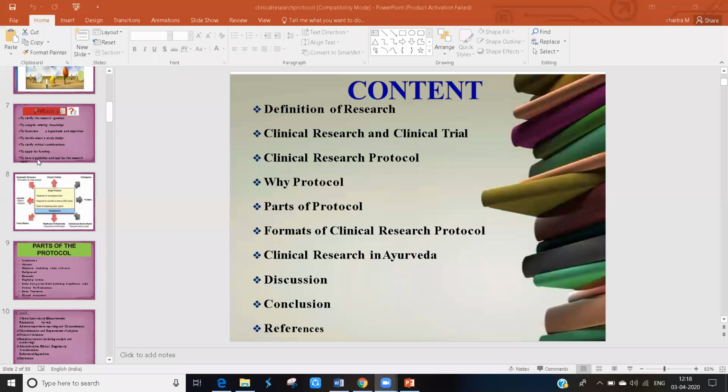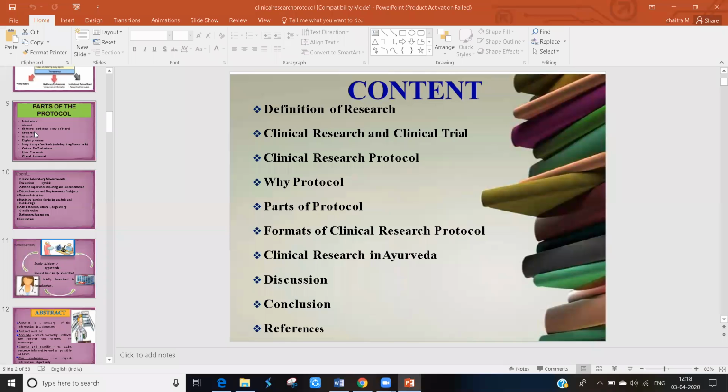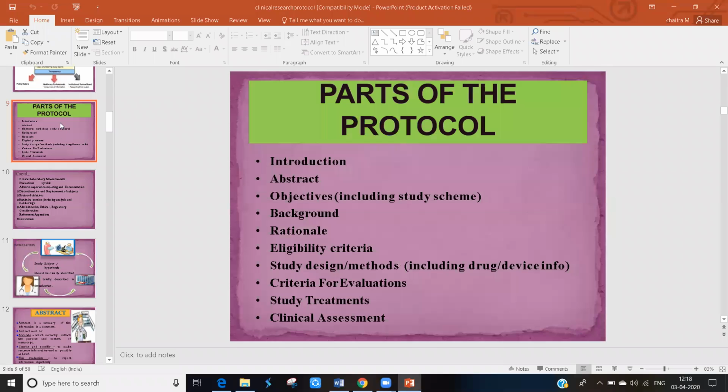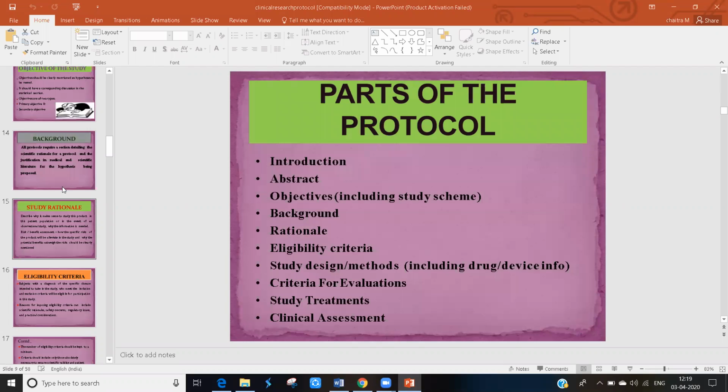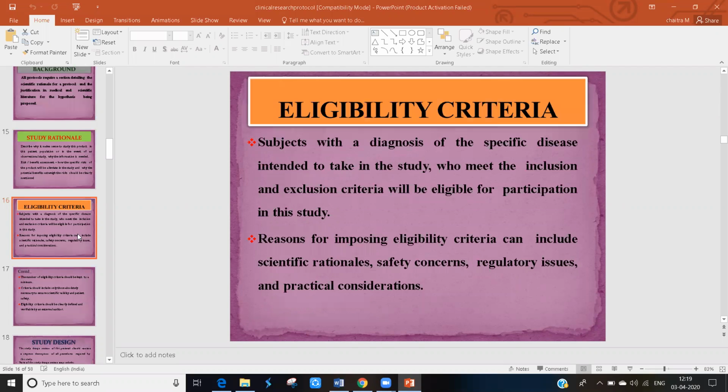And in the parts of the protocol, we have talked about the introduction, the abstract, the objectives, and also the background and rationale. And a little bit we talked about the eligibility criteria. Is it correct? We stopped at eligibility criteria.